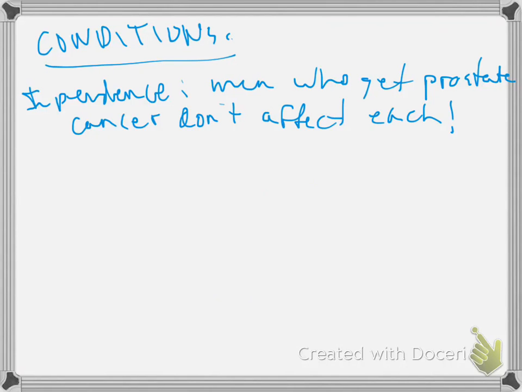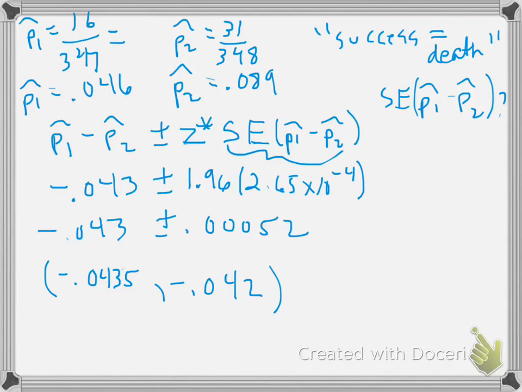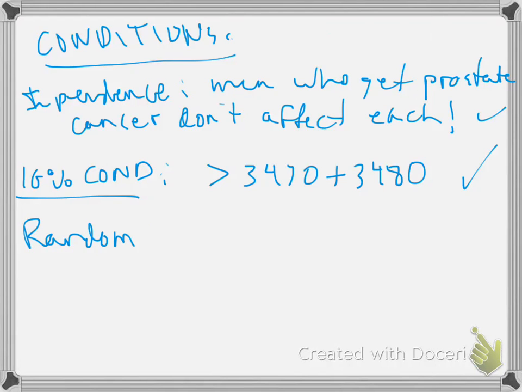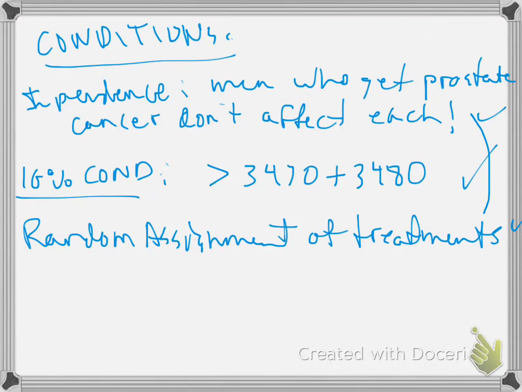In addition, we can see that the 10% condition is met. There's probably more than, if I go back, there's 347 and 348. Whoops. So there's greater than 3,470 men who get prostate cancer plus 3,480 men that get prostate cancer. So that's check. Okay. We have random assignment of treatments. We already talked about that earlier. So that also helps with my independence up here as well. So that person getting a treatment or not getting a treatment doesn't affect each other as well.